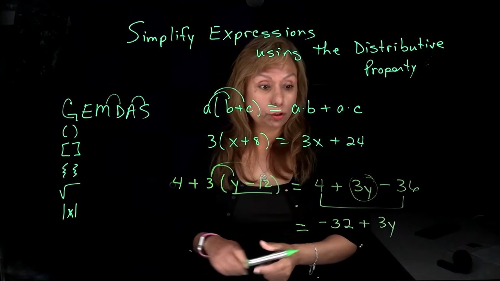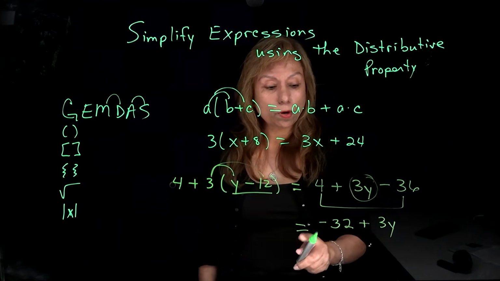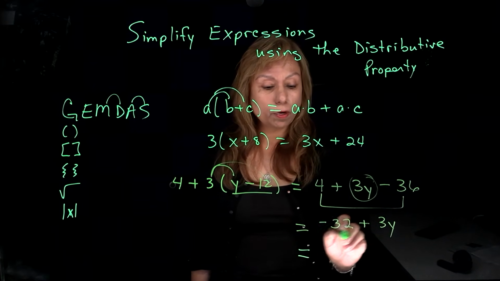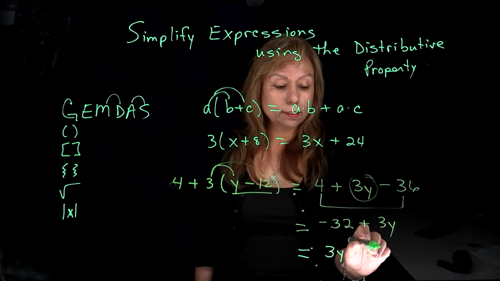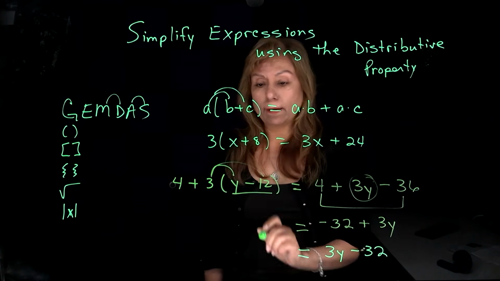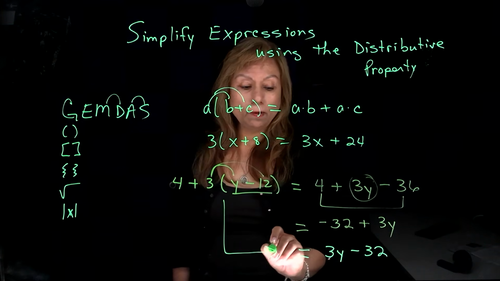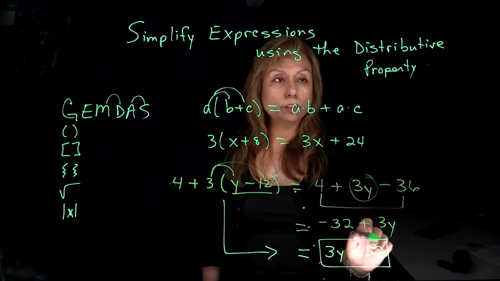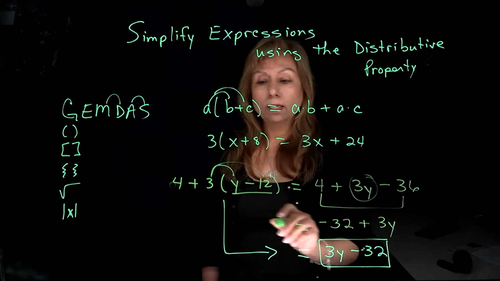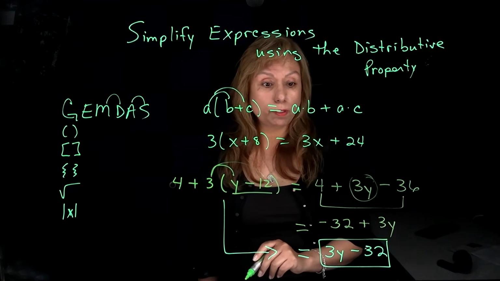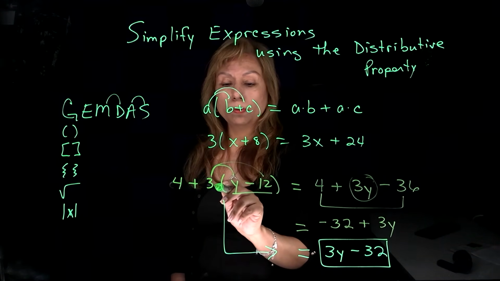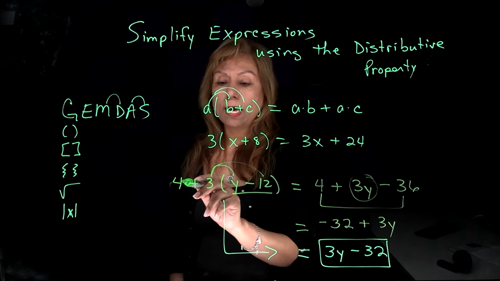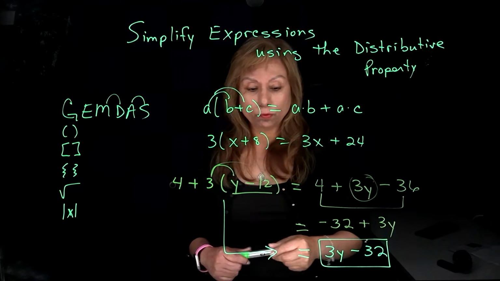But I know your teachers told you this. We always want to write the variable part first. So 3y should go first, and the constant, negative 32, should go in the back. So this would be our simplified expression using the distributive property and using GEMDAS correctly. Make sure we remember what our order is. Multiply, then we add when it comes to our GEMDAS rules.